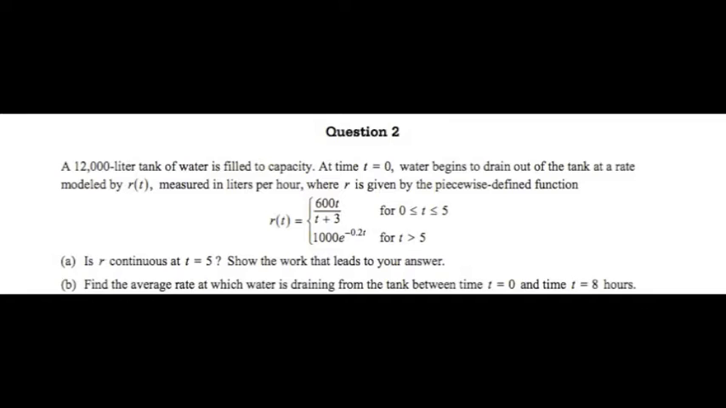The question is asking, A, is R continuous at t equals 5? Show the work that leads to your answer. And B, find the average rate of change at which water is draining from the tank between t equals 0 and t equals 8 hours. Because this question doesn't necessarily deal with the mean value theorem, we will disregard it for now.